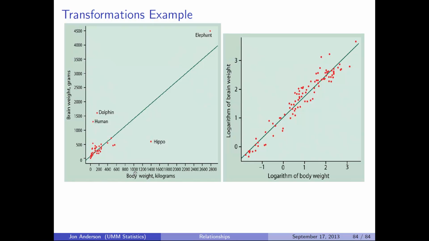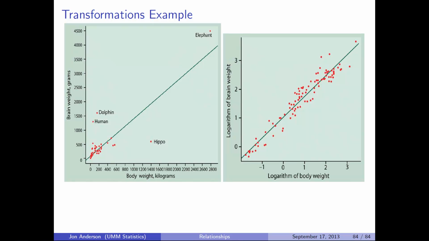Here's the original data: body weight of animals in kilograms on horizontal, brain weight in grams on vertical. And it's hard to see the pattern here because we have such a big range of big animals like elephant and lots of little small animals, and it's hard to understand if there's even a pattern here. But if we take logarithms of both the vertical and the horizontal axis variables, we see a new scatter of points that are quite linear and can easily be summarized.